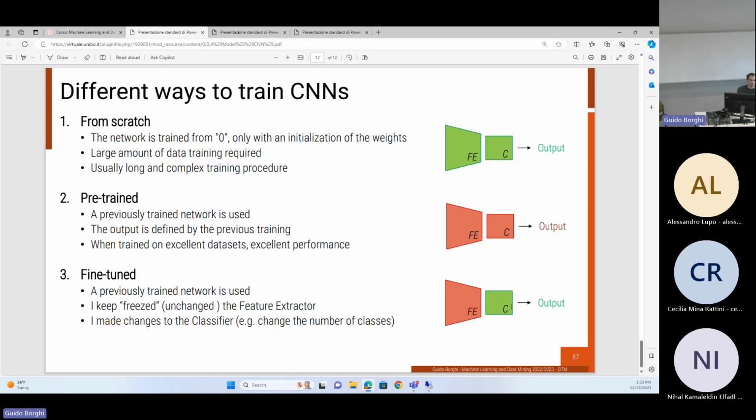So, for example, if we want to classify whether an image contains a cat or a dog, we can download a network pre-trained on the ImageNet dataset, and then fine-tune it in order to solve the problem of cat and dog classification.